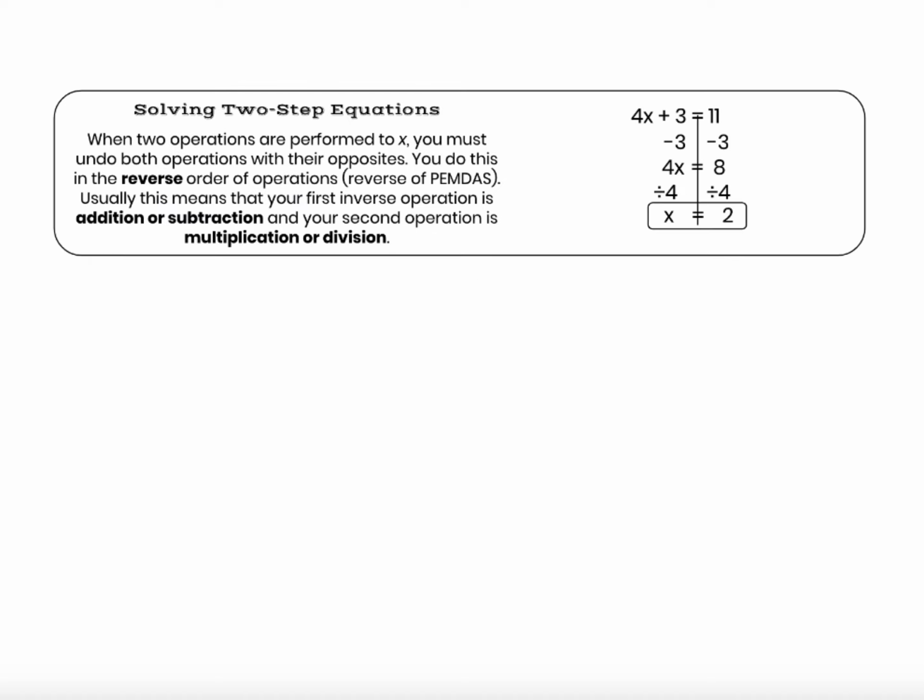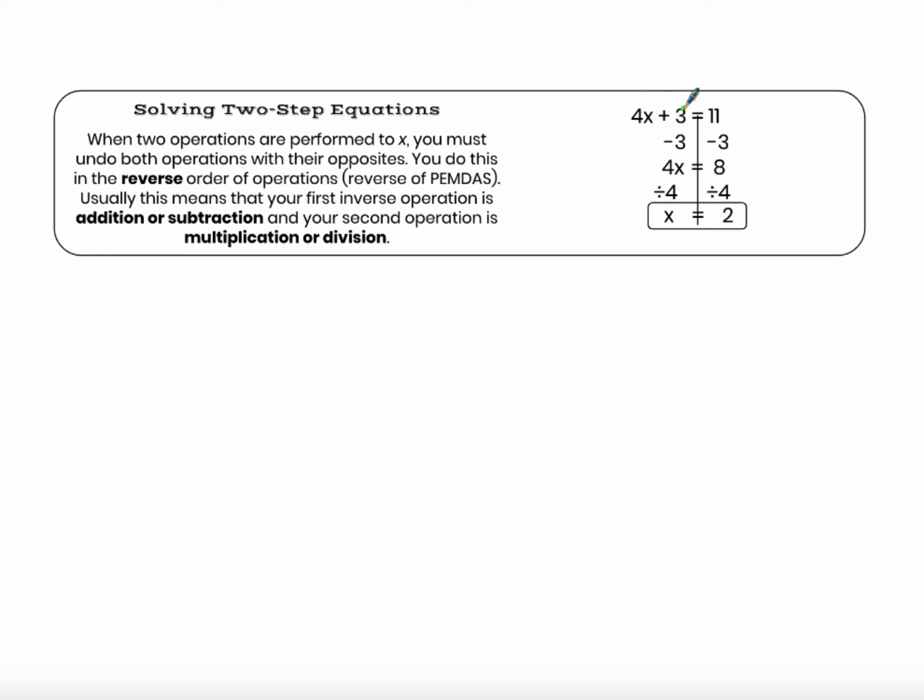Moving on to our new information, a two-step equation. Now, when we're looking at a two-step equation, we are performing 2 operations rather than 1 to our variable, to our x. In this example, x is being multiplied by 4. That's our first operation. And then we are adding 3. That's our second operation. And that's actually the order those operations are being performed in due to PEMDAS. We multiply by 4, and then we add 3.